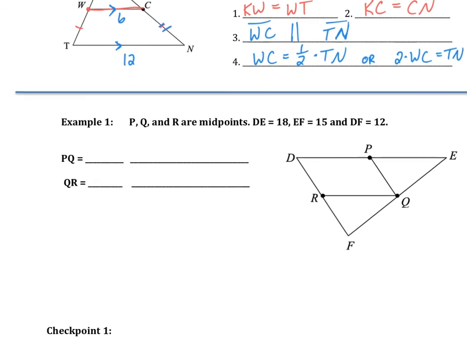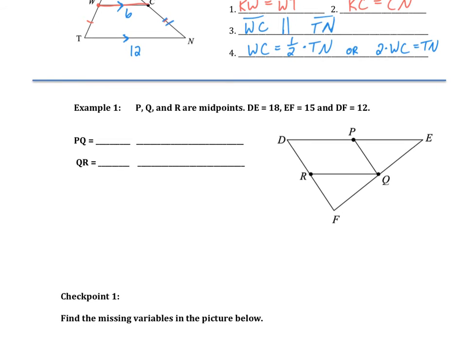Okay, so a quick example. They tell us P, Q, and R are midpoints. So if P is a midpoint, that means these 2 parts are equal. If Q is a midpoint, that means those 2 parts are equal. And if R is a midpoint, then DR is equal to RF. Okay, and they tell us that DE is 18.